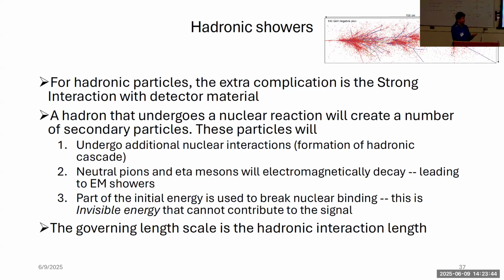And then part of the initial energy of the incoming hadron goes into actually breaking the nuclei. So that leads to what we call invisible energy. This is energy used to basically deal with the binding energy effect, or breaking the nuclear binding energy. And this invisible energy cannot contribute to the signal. And then for hadronic showers, the governing length scale is what's called the hadronic interaction length.